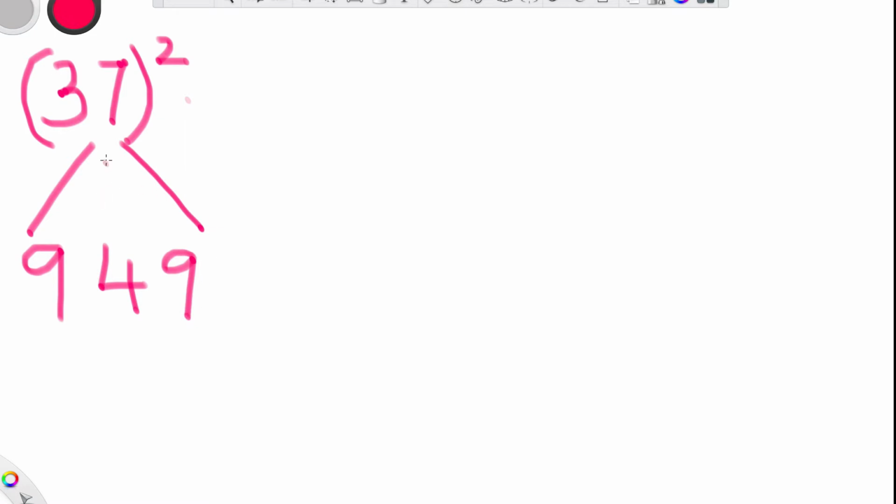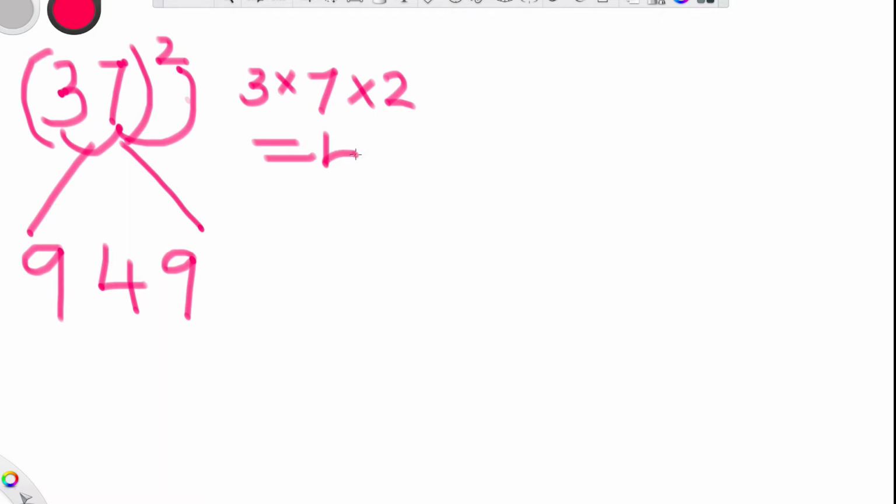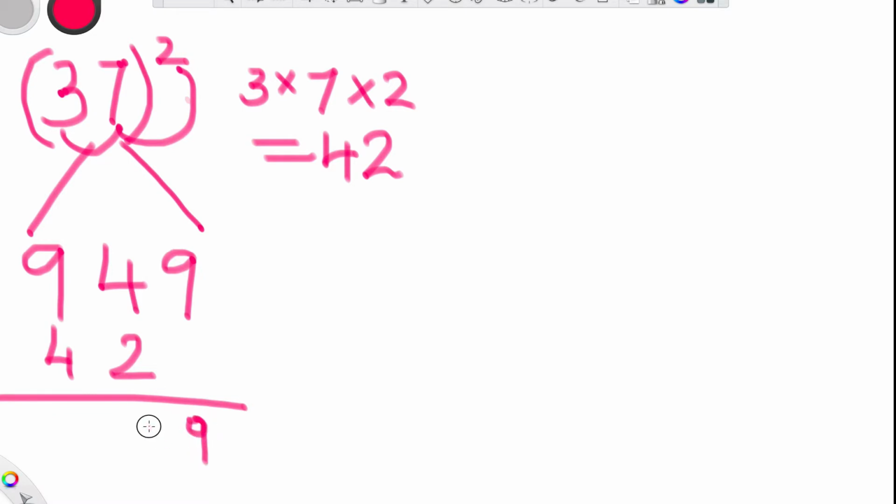Now the second step is to get the multiplication of both the digits with 2. So 3 multiplied by 7 and then multiplied by 2. The answer will be 3 7s are 21, 21 2s are 42. So now let's write the step number 2 answer below the step number 1 answer, but you always have to leave the unit digit empty. So let's write 42 here. Okay, now let's sum both the numbers. So 9 plus 0 is 9, 4 plus 2 is 6, 9 plus 4 is 13.